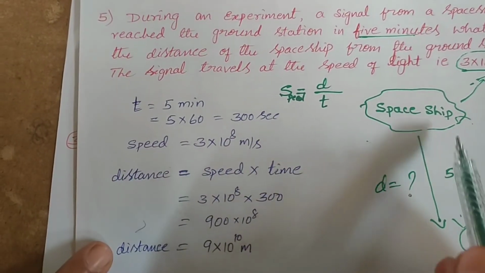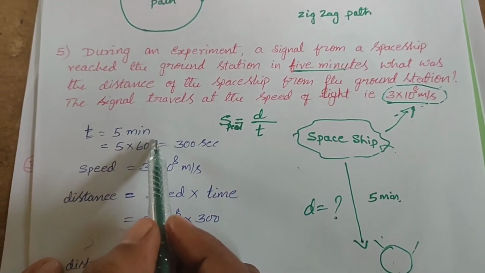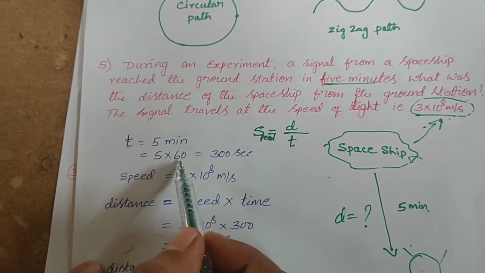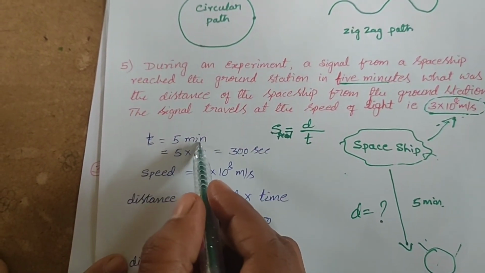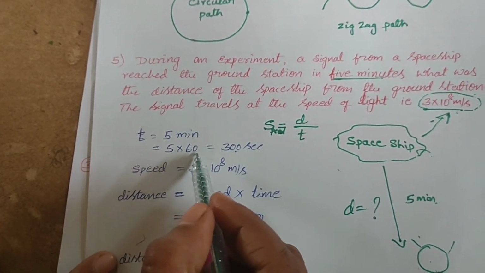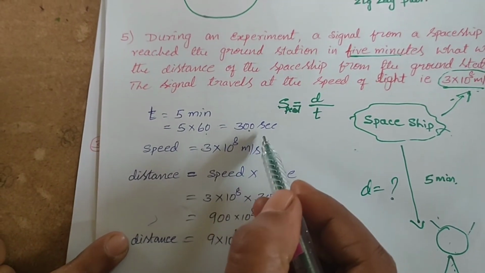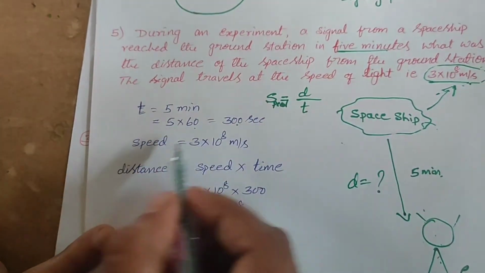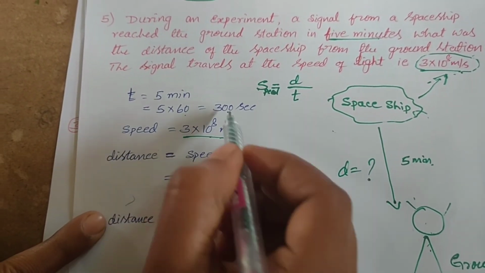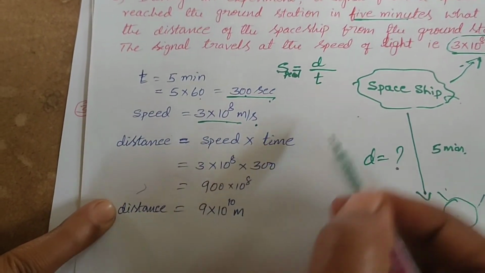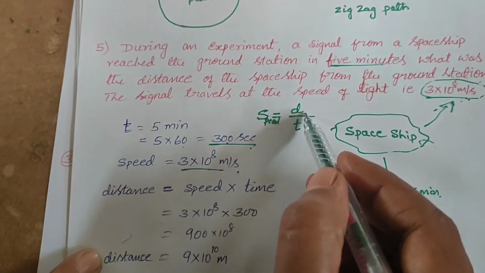Now we can observe this. The time is given, that is 5 minutes. Minutes can be converted into seconds because the SI unit of time is second. One minute is 60 seconds, so multiply by 60 and we get 300 seconds. The speed of light is also given, 3 into 10 raised to 8 meter per second. These are the given terms. What we can find is the distance.